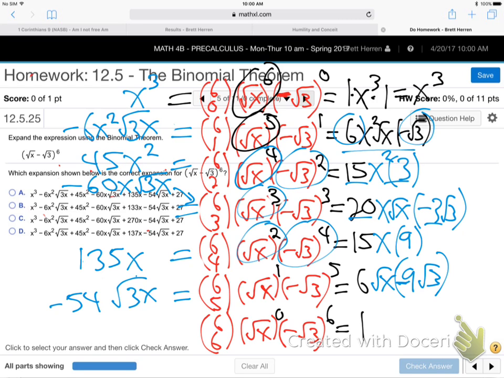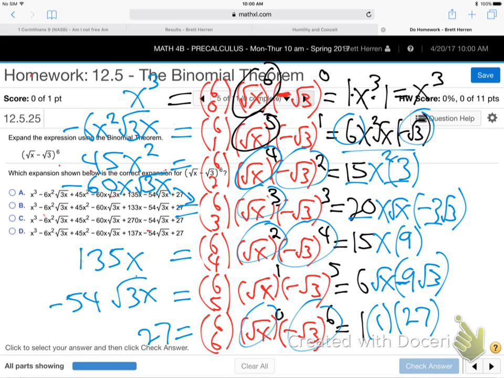Finally, anything to the 0 power is 1, minus root 3 to the 6th. Positive, even amount of negative signs, and it's really going to be 3 3s. Because every 2 roots of 3 make a plain 3, so plain 3, plain 3, plain 3, multiplied, 27. So it's just 27. There we go. So that's as bad as it's going to get, I think. We good there?